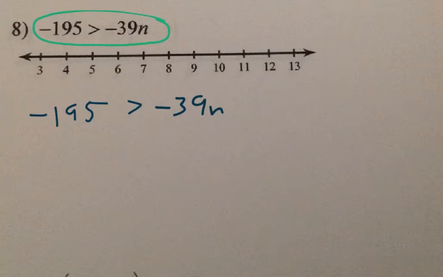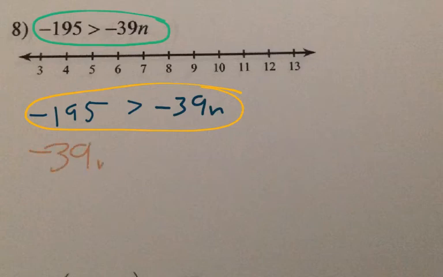As you can see, I just copied it down again down here. Now I'm going to flip it. In other words, the negative 39n will go to the left, the negative 195 to the right. Don't forget to flip the inequality. Greater than becomes less than.